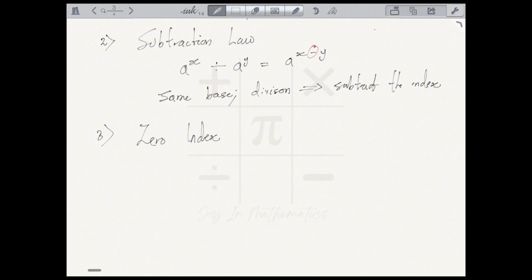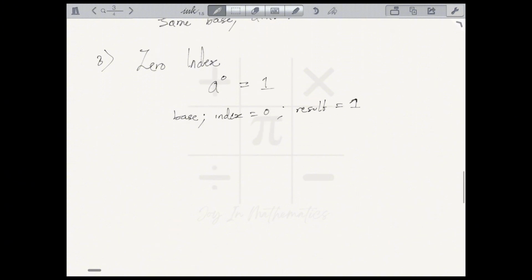The zero index states that anything raised to the power of 0 is equal to 1. That means if we have a base and the index is equal to 0, the result is equal to 1. And how can we prove this?